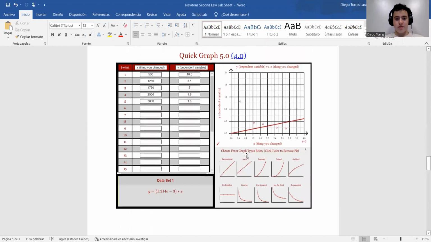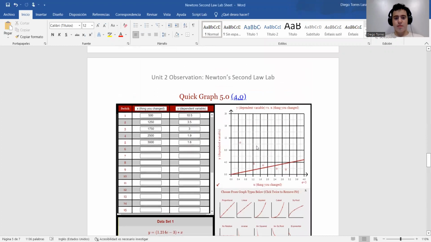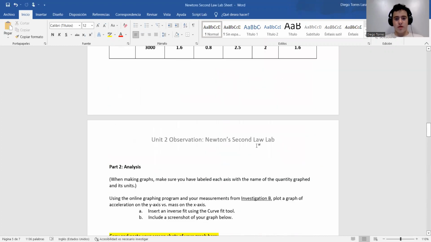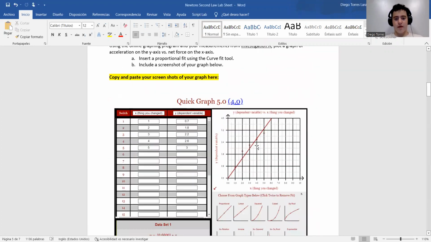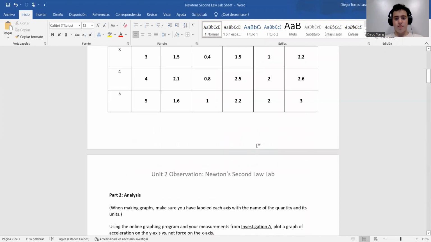This will be my chart if you want to see it. This is the chart of part B of the observation. And this will be my first chart of part A.